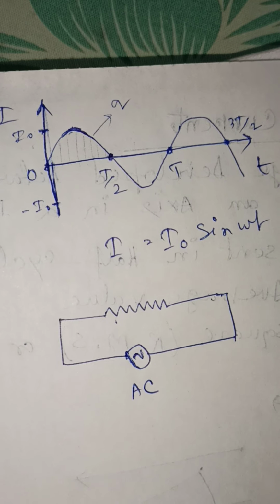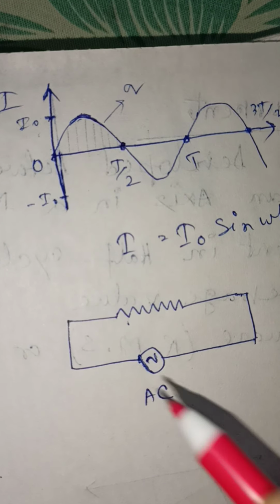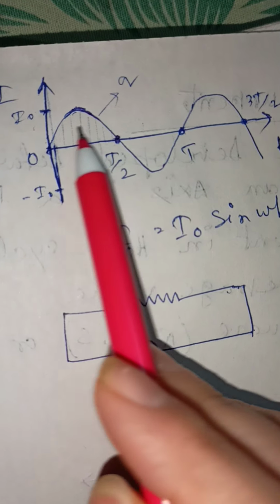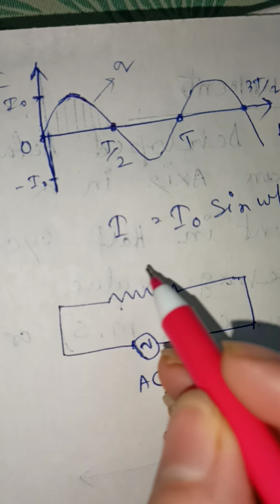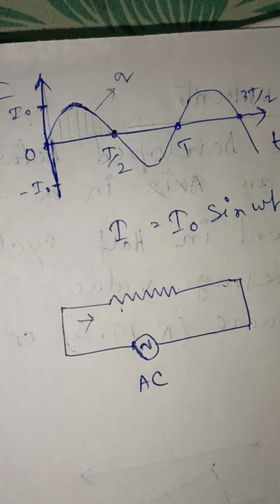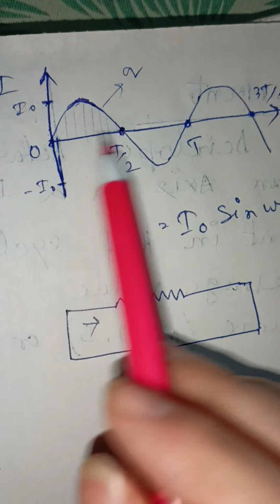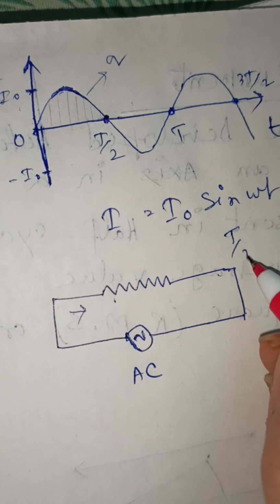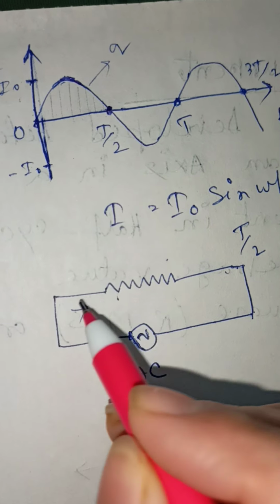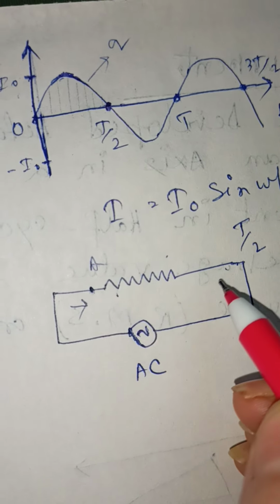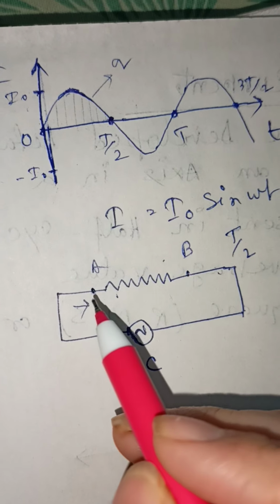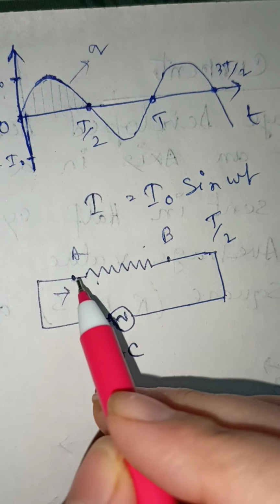So look here, if the total charge for this one is Q, that means suppose this is the direction of current, then in T by 2 time, suppose Q amount of charge flows along this direction, suppose this is point A and this is point B. So in T by 2 time, suppose Q amount of charge flows from A to B.